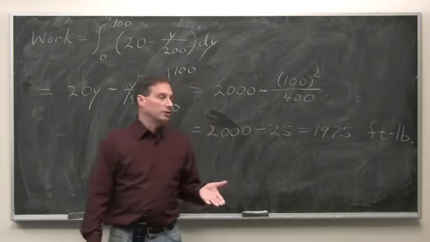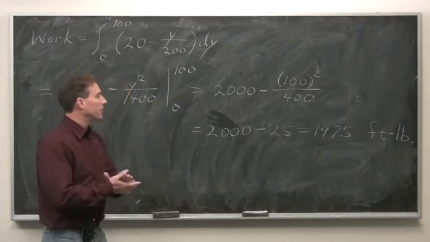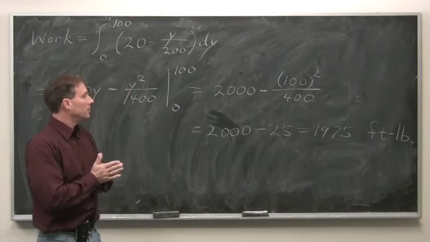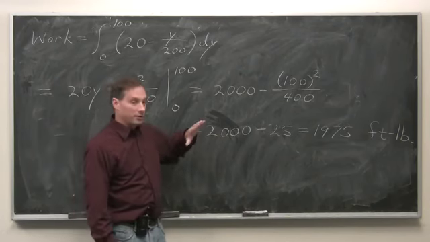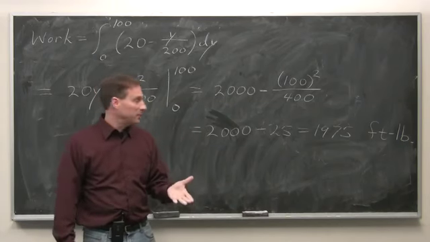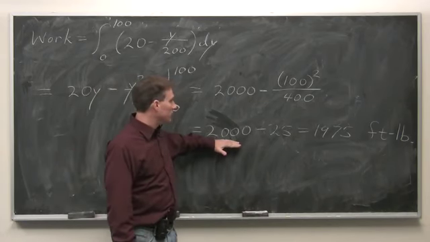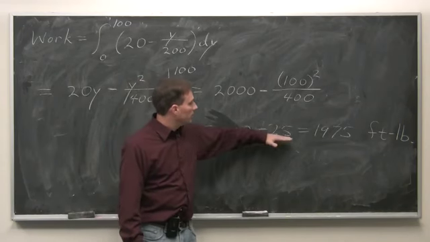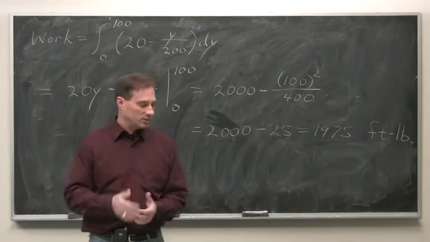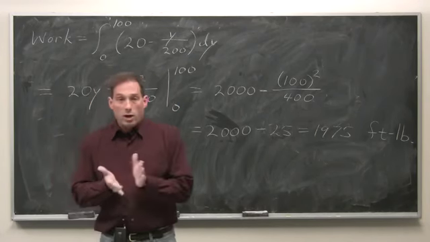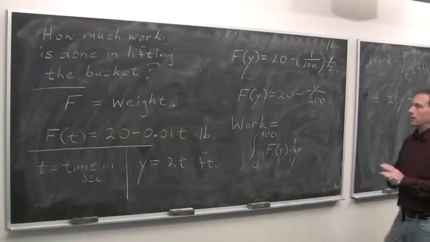That's how much work, or how much energy, it took to lift that bucket of sand: 1975 foot-pounds. Notice that if the force had been constant, if the bucket had not been leaking, it would have taken 2,000. But it took 25 less than that because we were lifting less sand as the sand leaked out. All right, let's do another problem.